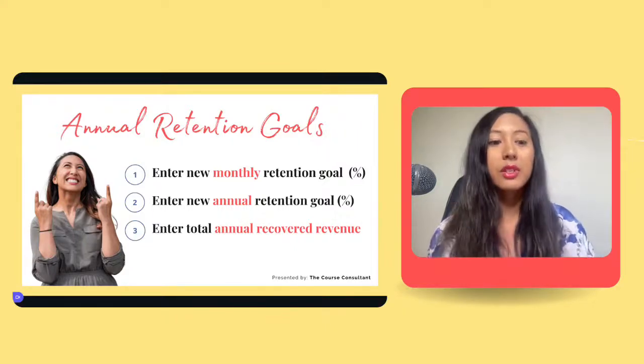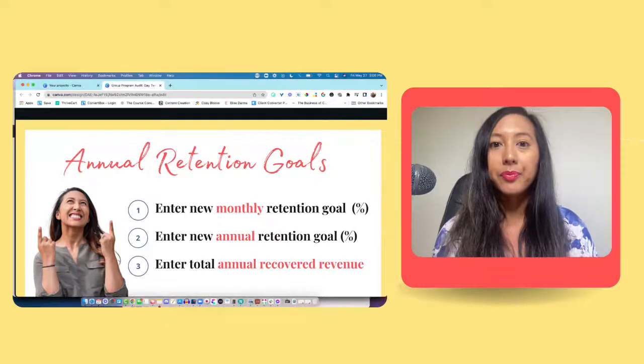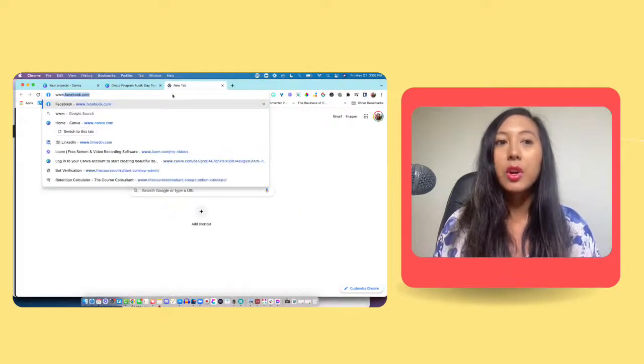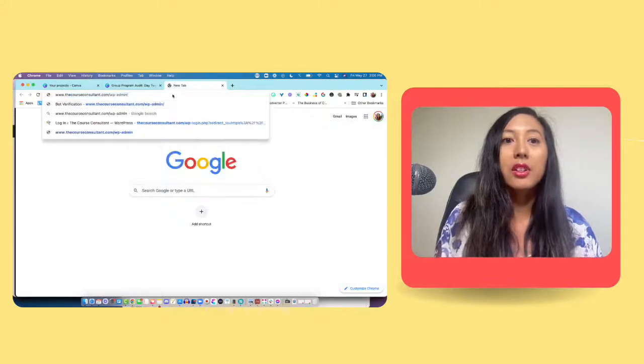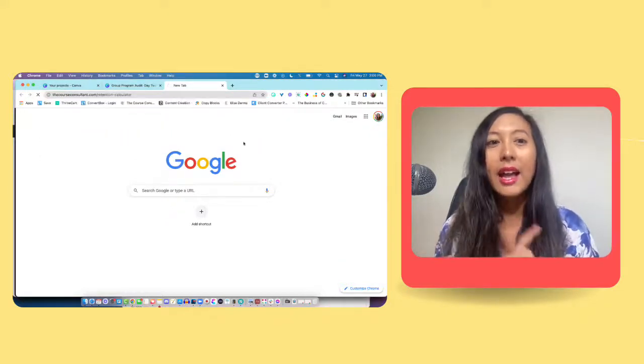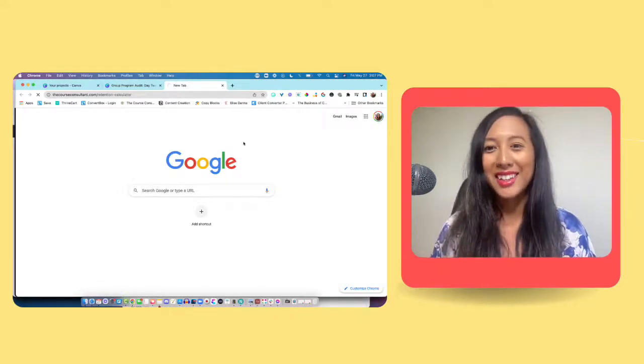So I'm going to pull up that specific resource and show you how this works in terms of actually pulling this together. Let's go ahead and check out the retention calculator.